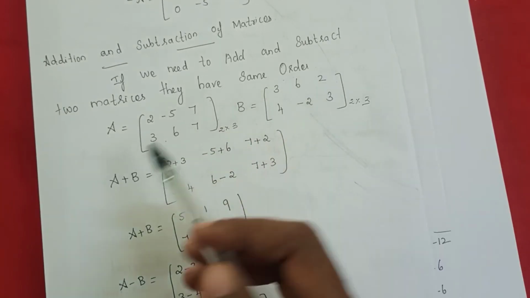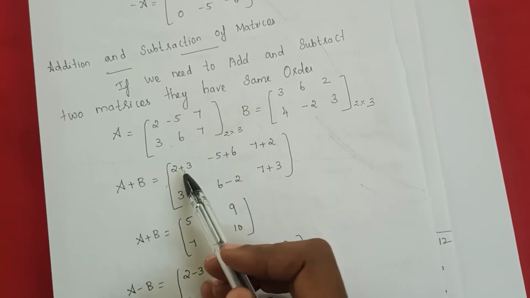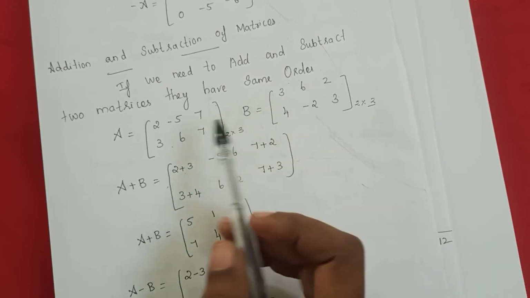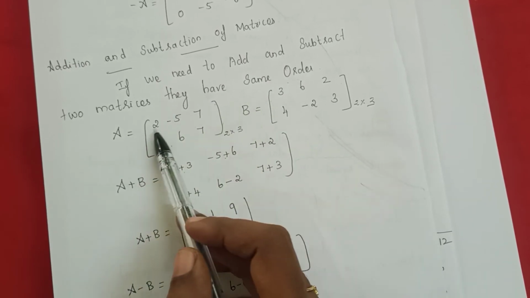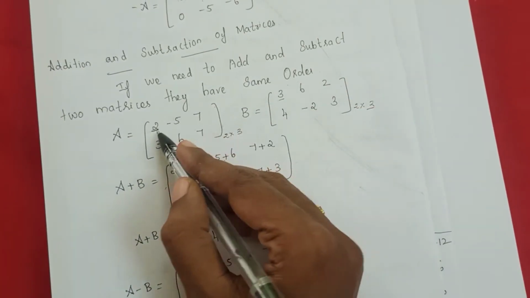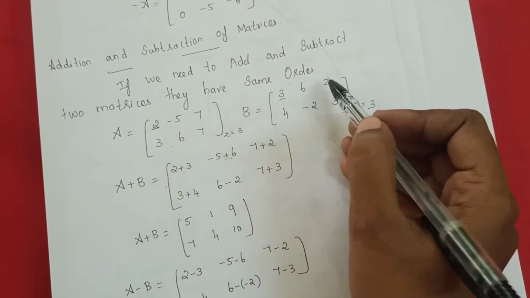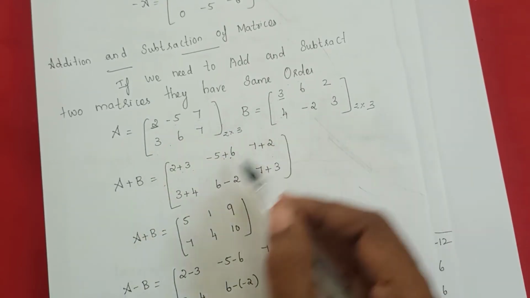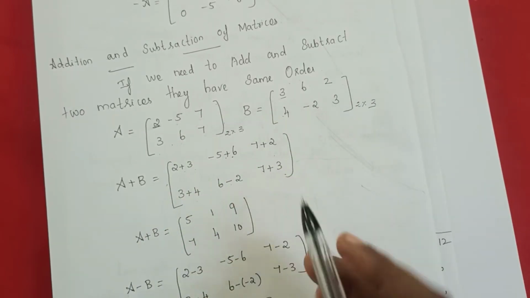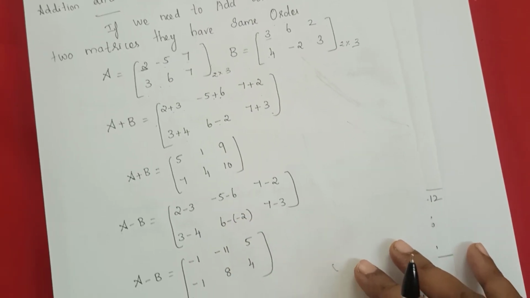How will you add this? A plus B. So A plus B is equal to 2 plus 3, then minus 5 plus 6, then 7 plus 2. That is corresponding, we need to add. So here it is 2. In the same place here, what's there? 3. So 2 plus 3. Then minus 5 plus 6. Then 7 plus 2. Then 3 plus 4. Then 6 minus 2. Then 7 plus 3. Like that we need to add. So A plus B is equal to 5, 1, 9, 7, 4, 10.